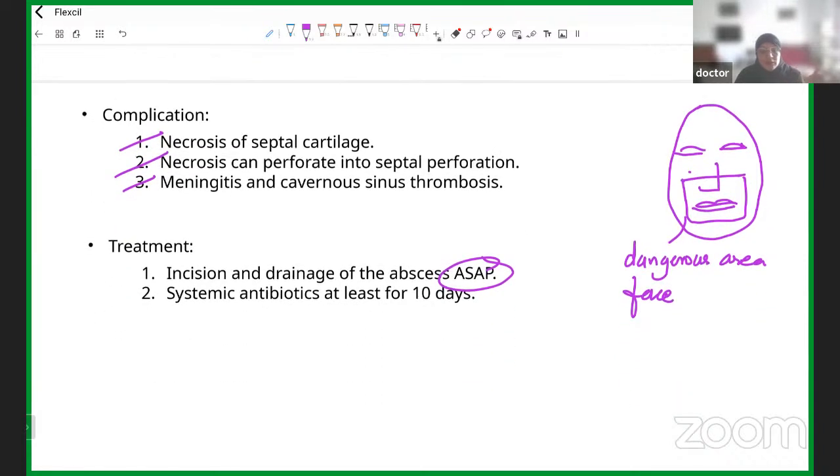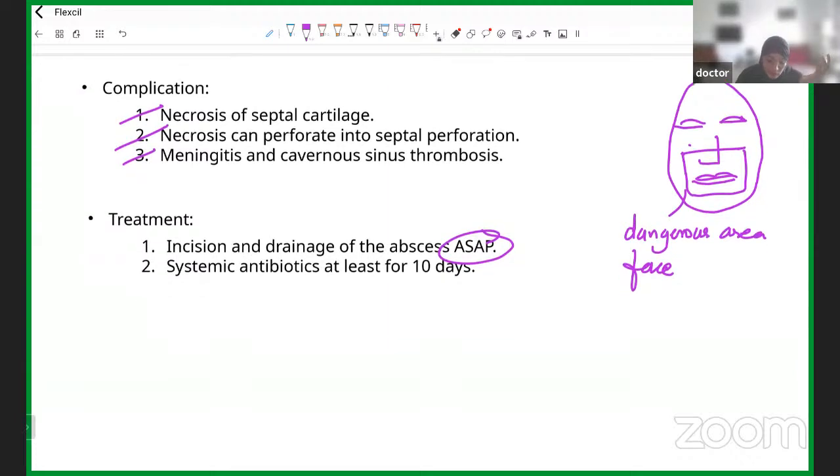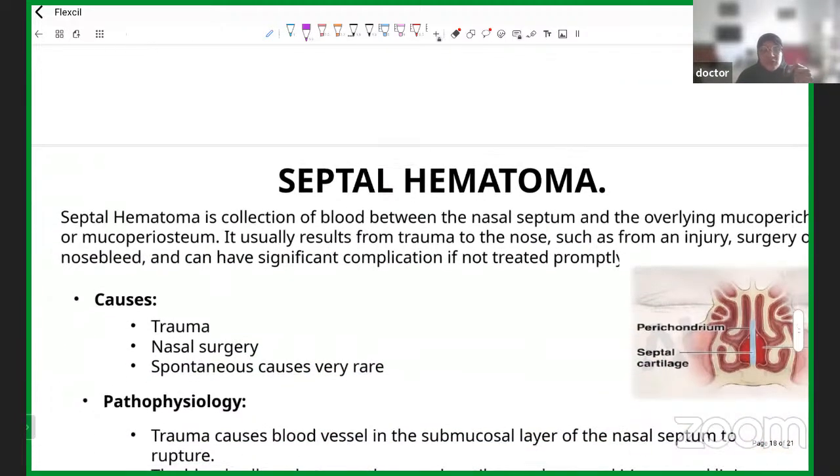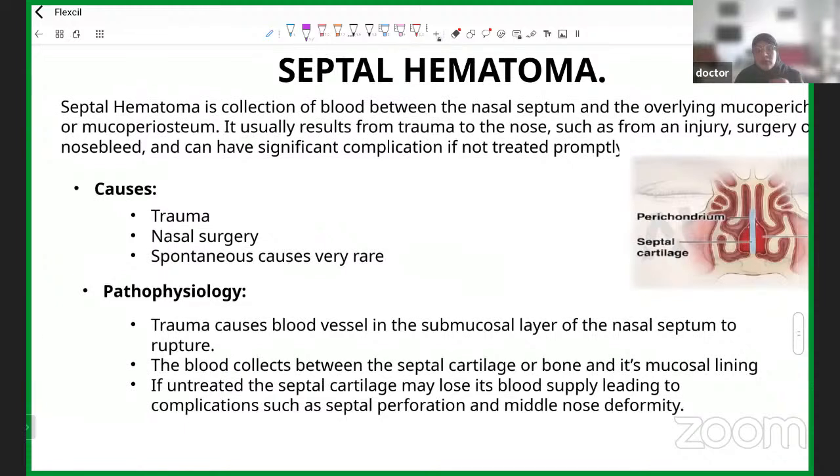Now remember that septal abscess can also lead to perforation of the nasal septum. That's another story. Coming to the point of septal hematoma. Septal hematoma, as I told you, is a collection of blood under the perichondrium or the periosteum of the nasal septum. Right?